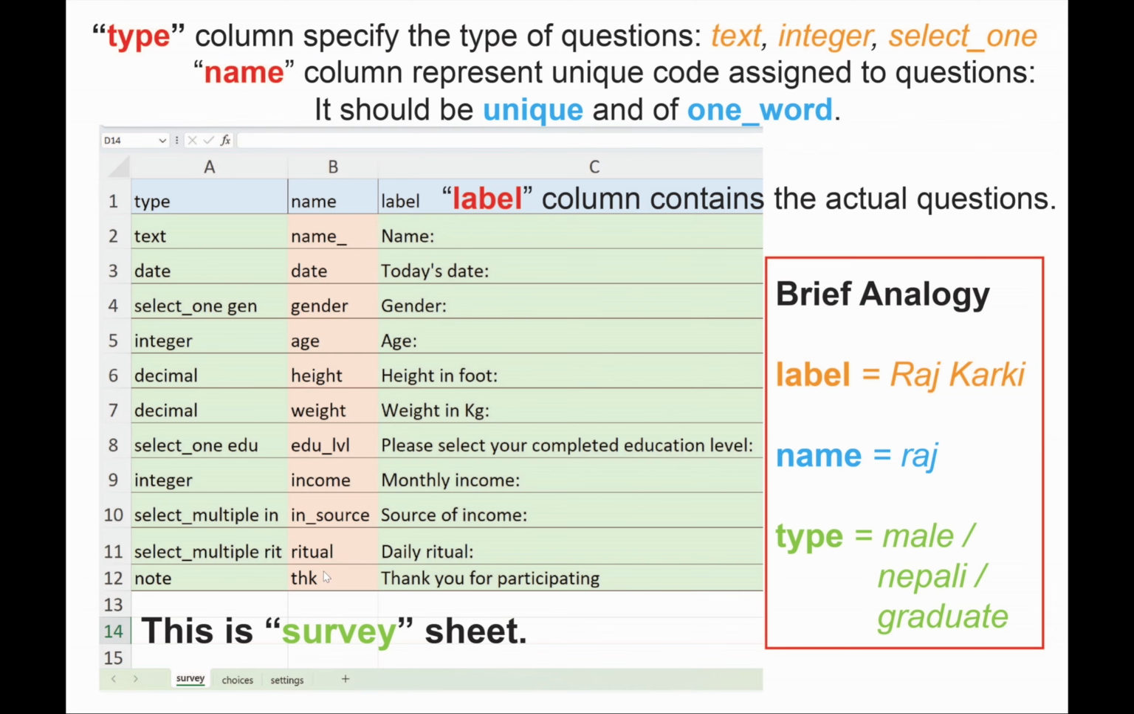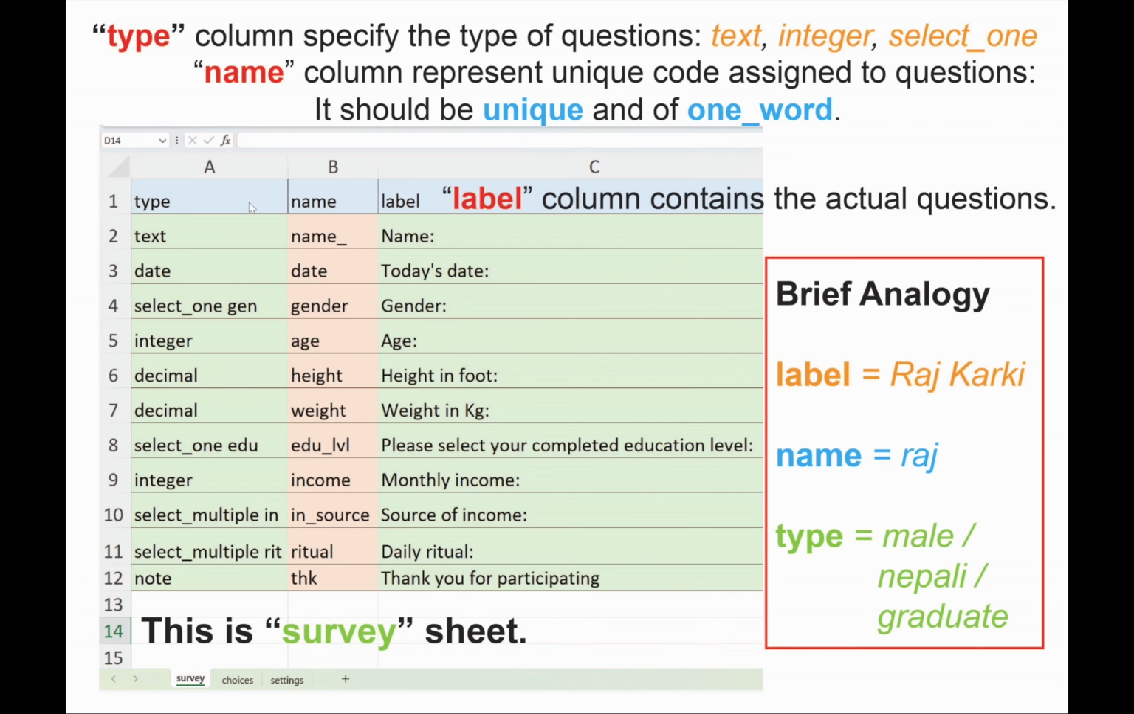Name is the code you assign to the questions. Here you can see I have assigned code to each of these questions. While assigning code, you need to follow 2 simple rules. The code should be unique and they should be made up of only one word. If you want to use more than one word, use underscore in between. For example, here I have written edu underscore label for this question.